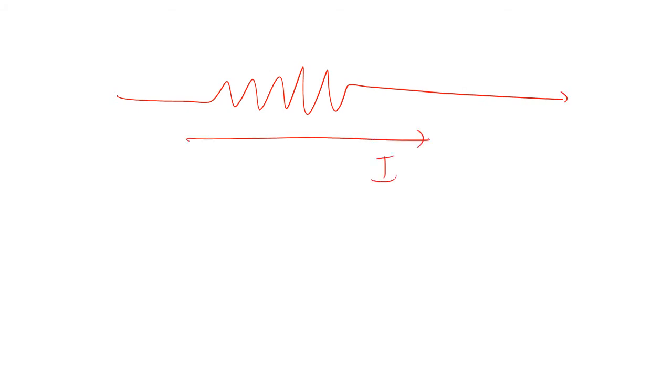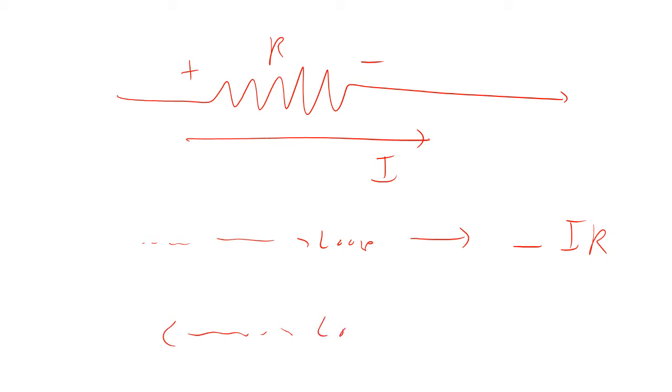If current goes that way, this is plus, that's minus. So a loop going this way is going to be minus IR. If the loop goes the other direction from right to left, then you're going from minus to plus, so that's an increase of IR. So whether you go minus IR or plus IR depends on the direction you chose for that resistor and for the current.